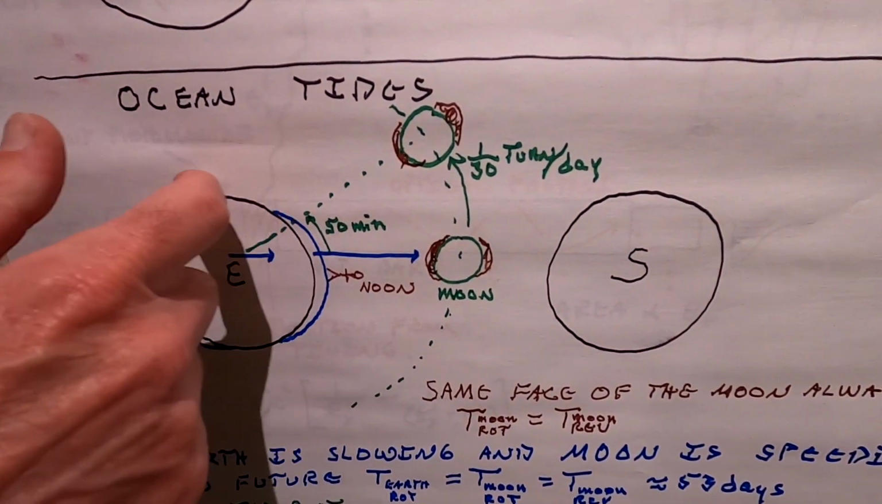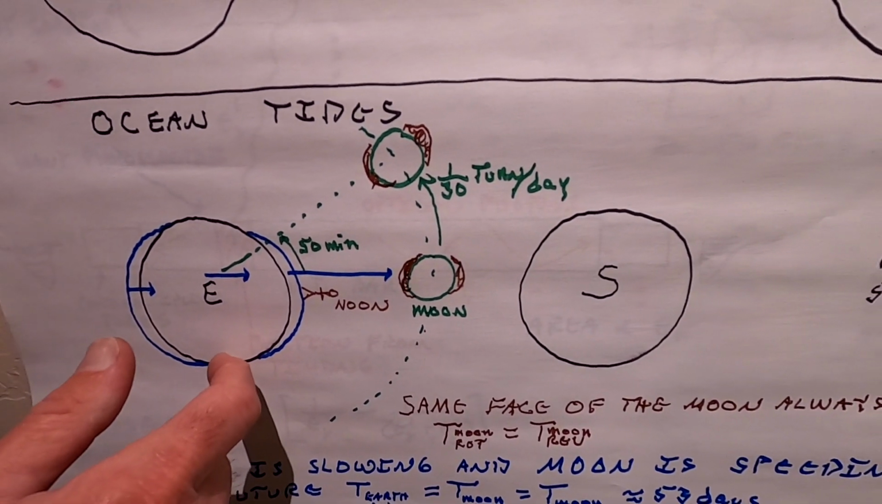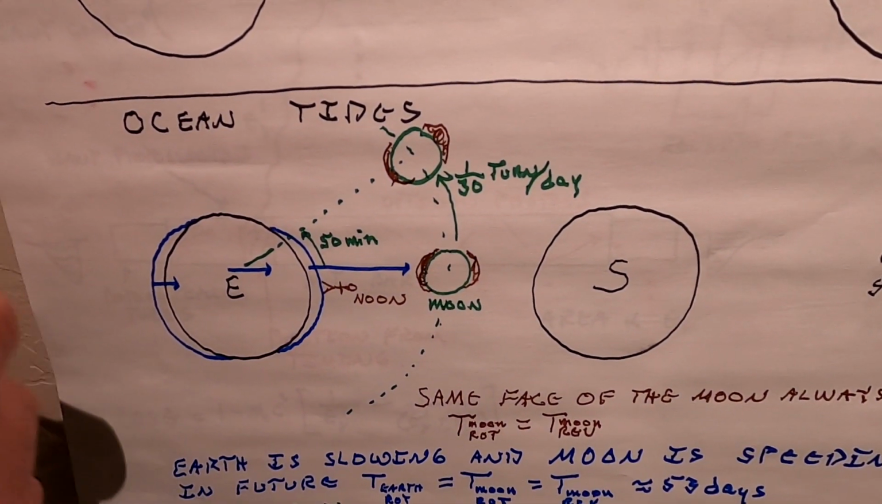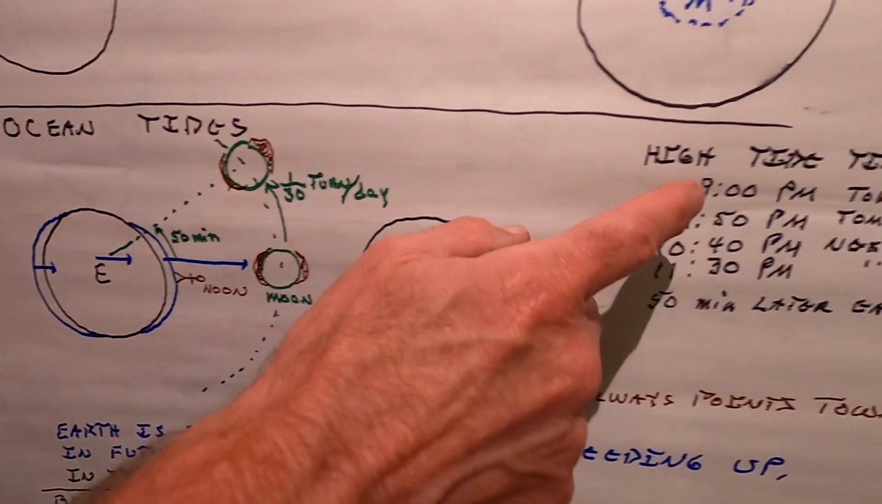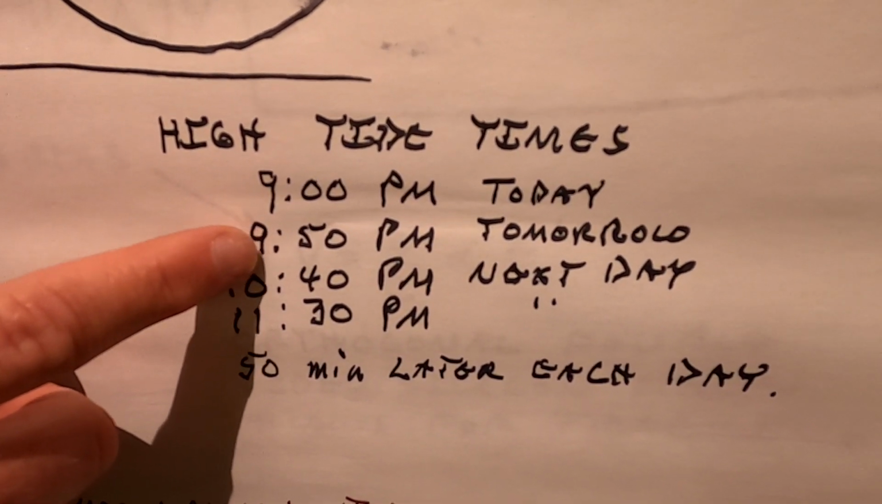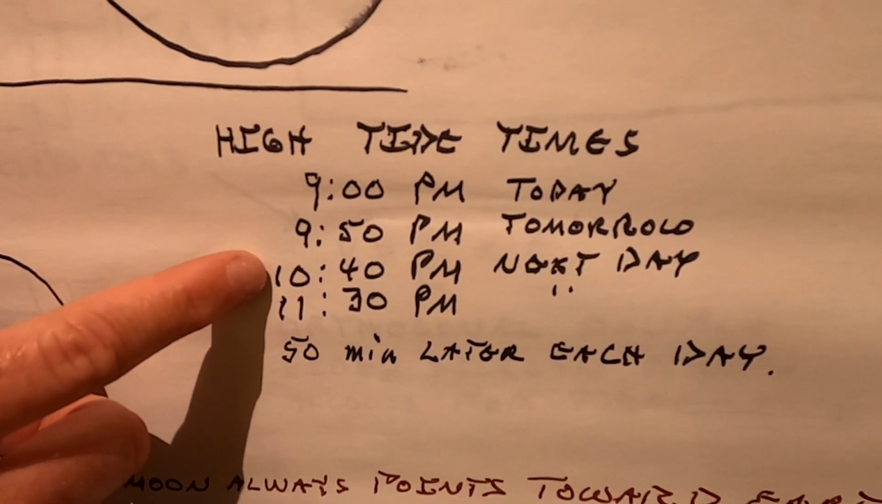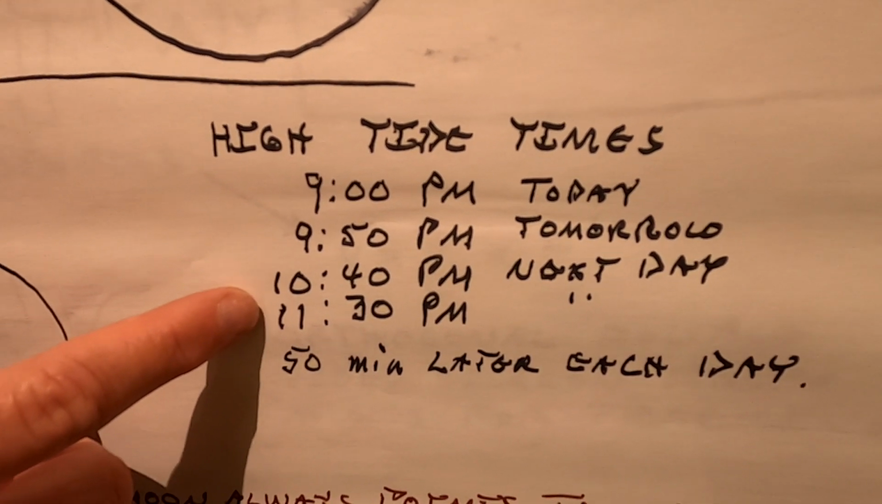But the tides don't go like that right there. If you go down to the beach tonight, and let's say it's high tide at 9 p.m. tonight, well, that means if you went tomorrow night, it would be high tide at 9:50. The next night, 10:40. The next night, 11:30.